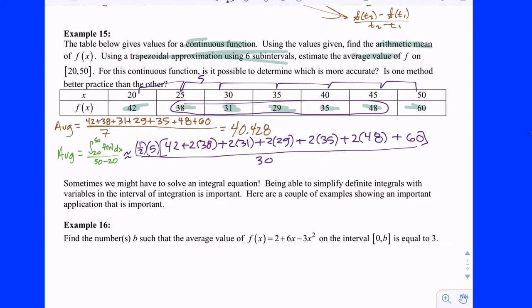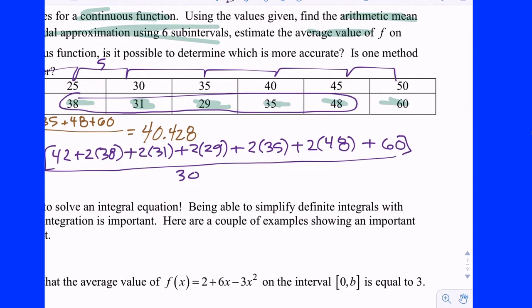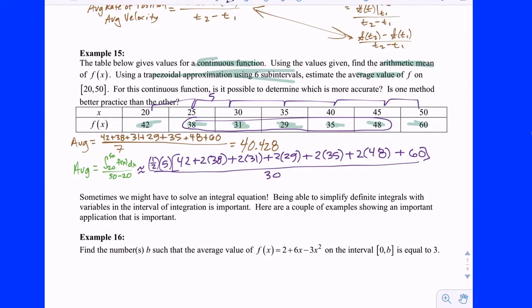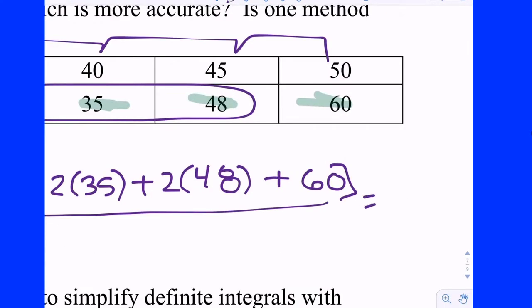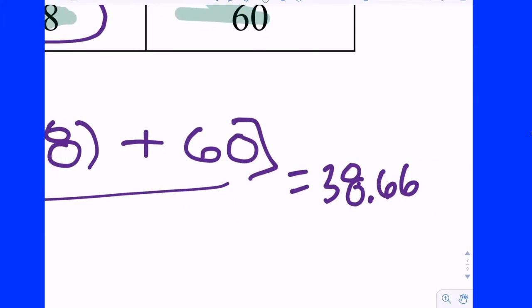I got 38. Oh, wait, divided by 30. Come on now. 38.6. There we go. 0.666? We better call it 667. Better call it 667, the neighbor of the beast.